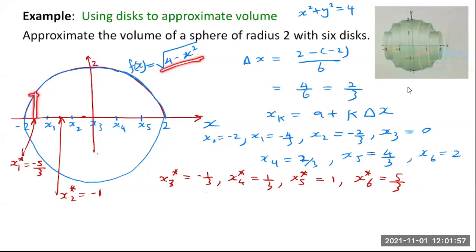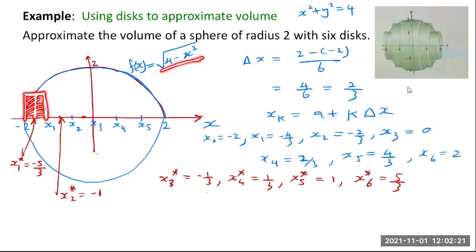Now, with that height, I'm going to construct a rectangle like this. Then I'm going to rotate this rectangle about the x-axis. Then I get a disk, right? The idea is, I can find the volume of this disk. I need to find the volume of this disk.